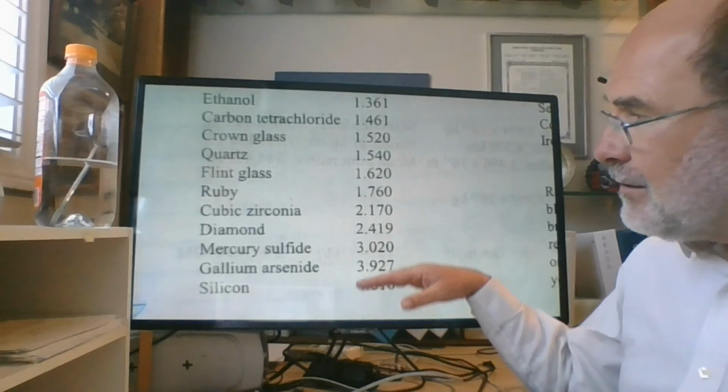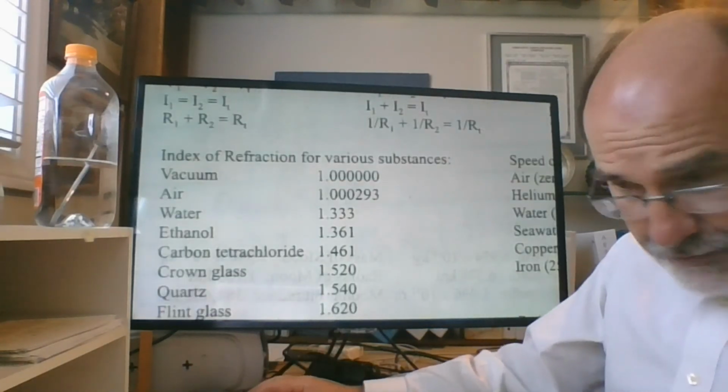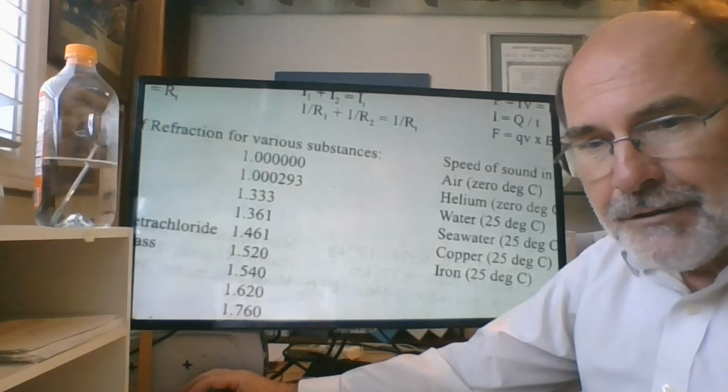So slowest to fastest. All right, this concludes this little section about Snell's law.